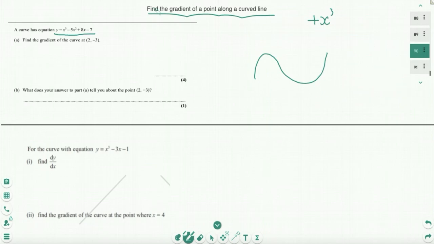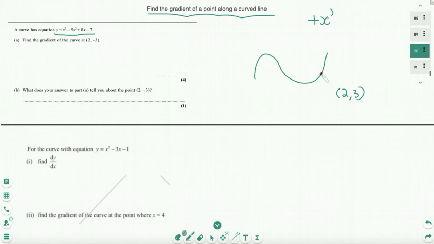And we're trying to find the gradient of the curve at 2, -3. Now, since this is just a sketch, I have no idea where 2, -3 is. It could be here, or here, or here, or here, or here. I have no clue. Let's just say, for the sake of this question, 2, -3 is here. That's 2, -3 at this point here. I want to find the gradient of the curve at this point.